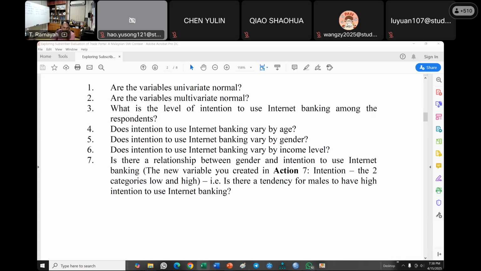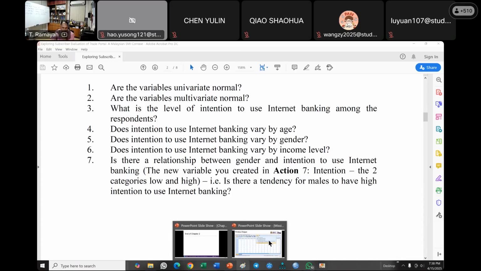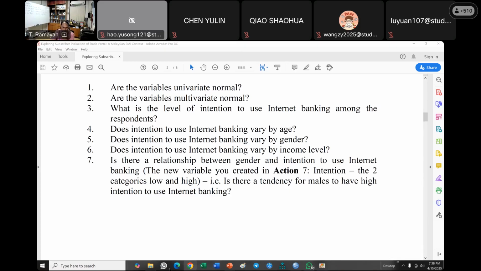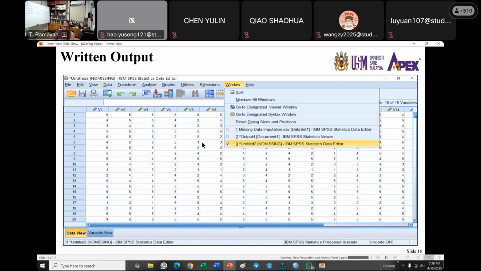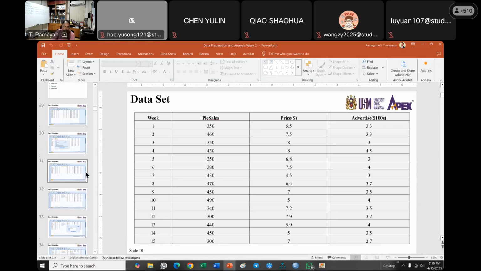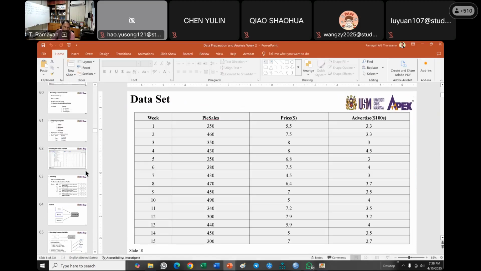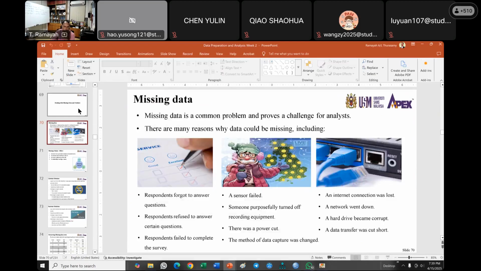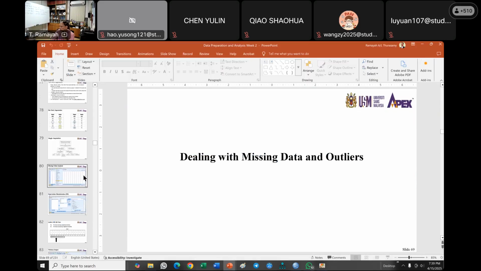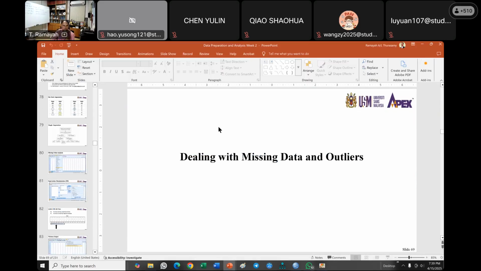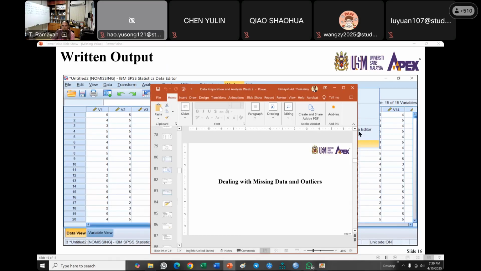Missing value is already there. I think missing value. I already gave you this file last week, right? Can you see this chapter, data preparation? This one, right? Data preparation and analysis, week 2, right? It's actually in the slides. It's already in the slides. You can go and see. Yeah, here. Can you see? They're already here. I just took them out for this presentation. Okay.